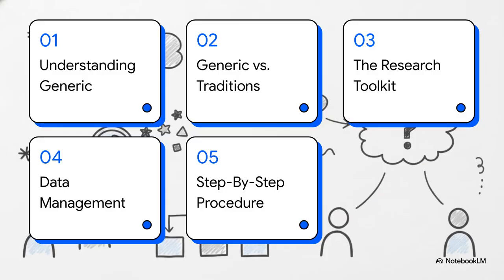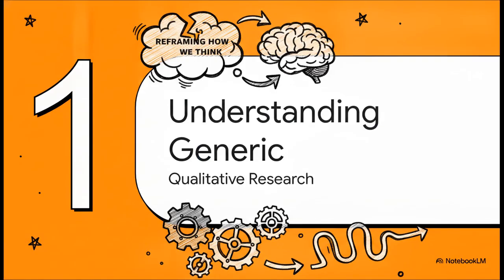So, here is our game plan for today. We'll start with understanding generic qualitative research, then compare generic versus name traditions, explore the qualitative research toolkit, tackle coding and data management, and finally walk through a step-by-step procedure. All right, let's jump straight into part 1.